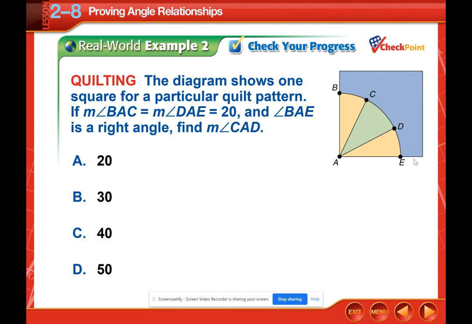Now, we know that BAE is a right angle, so that's 90. We know the measure of the two beige parts. We can subtract those away from the 90 degrees. What are you going to be left with? 90, subtract 20 more. You should be left with 50.